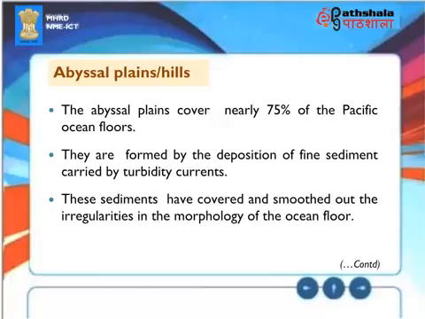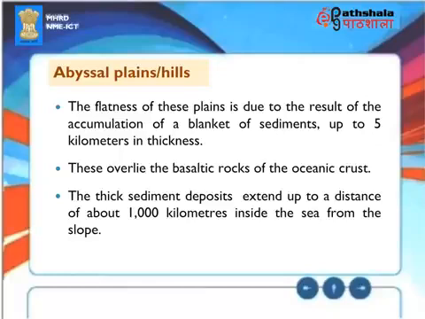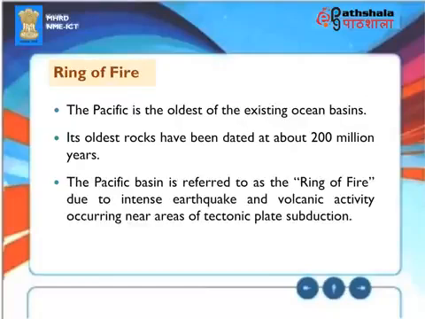They are formed by the deposition of fine sediment carried by turbidity currents. These sediments have covered and smoothed out the irregularities in the morphology of the ocean floor. The flatness of these plains is the result of the accumulation of a blanket of sediments up to 5 kilometers in thickness. These overlie the basaltic rocks of the oceanic crust. The thick sediment deposits extend up to a distance of about 1,000 kilometers inside the sea from the slope.